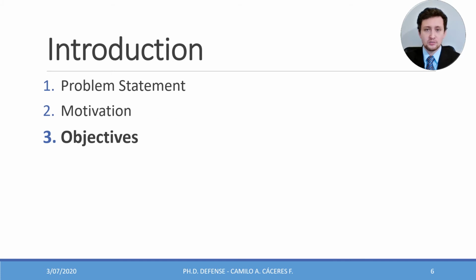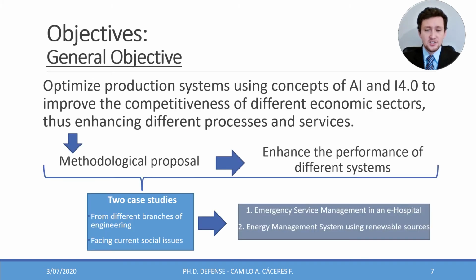The objectives of this work. The general objective of this work is to optimize production systems using concepts of artificial intelligence and Industry 4.0 to improve the competitiveness of different economic sectors, thus enhancing different processes and services. So, we will do it by a methodological proposal that will improve the performance of different systems.